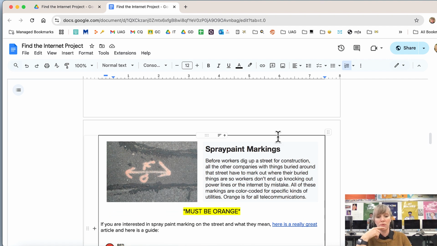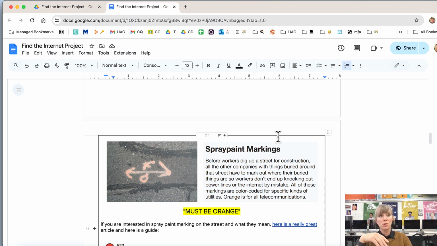Another thing that I want you to look for is spray paint markings. These spray paint markings indicate that there are certain wires underneath the pavement. The orange, and only the orange, marks where there are telecommunication wires. There are other colors that indicate sewer lines and electricity lines, but the orange marks are the ones for telecommunication. Those are the telephone lines or the internet lines, okay?